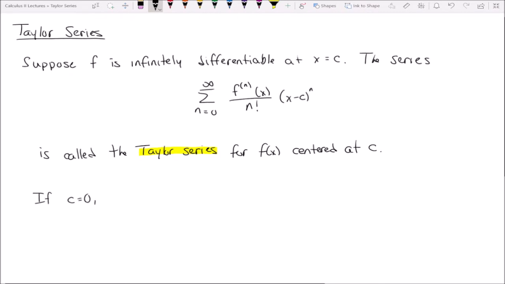If c equals 0, we call the series the Maclaurin series for f of x.